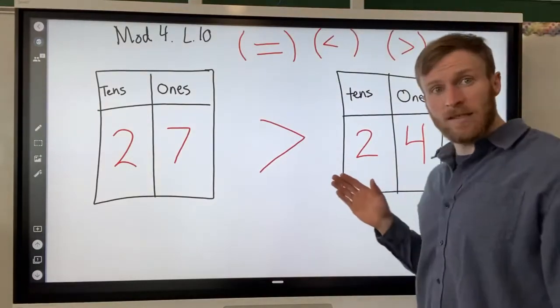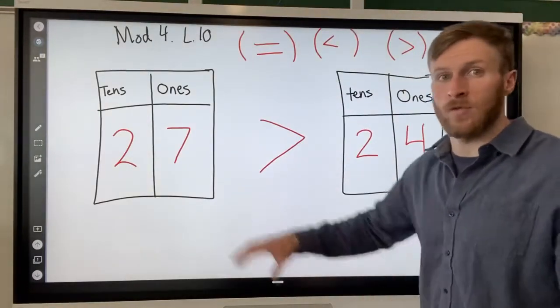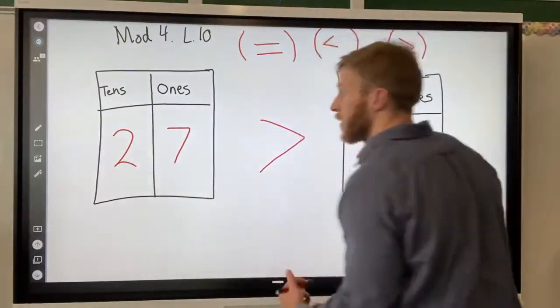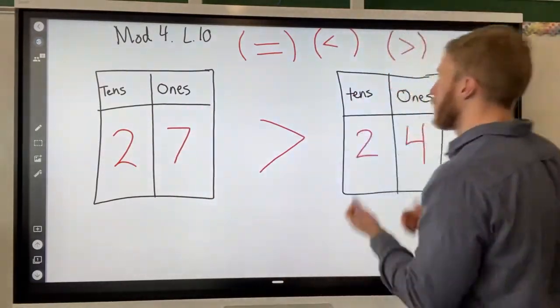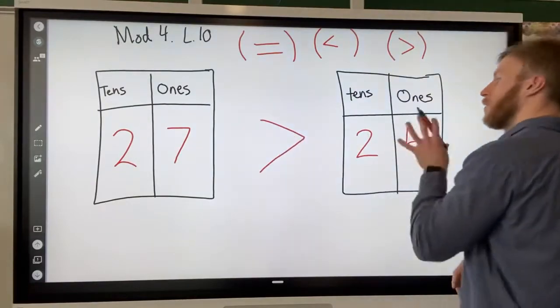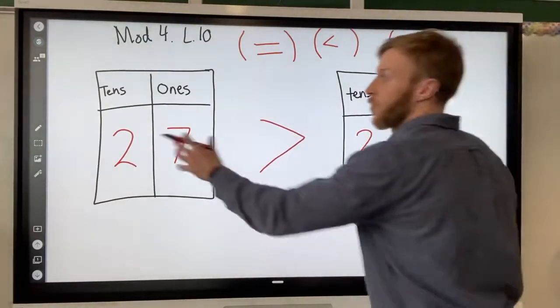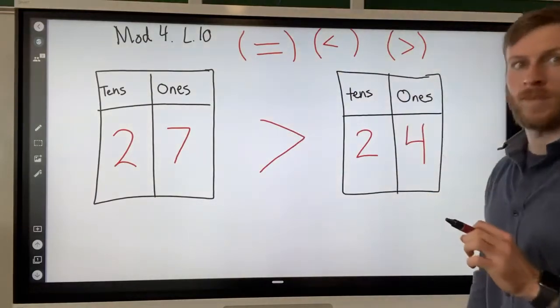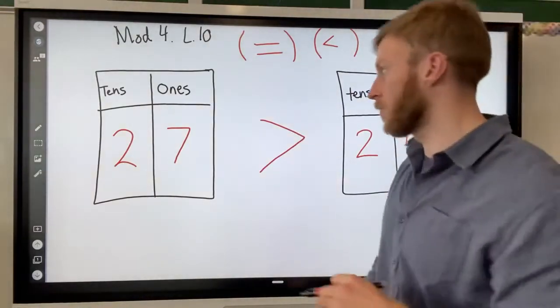Now to read this, just like we'd read any normal number sentence, we're going to start on the left and work right. So we have 27 is greater than 24. 27 is greater than 24. Capiche? Awesome. Let's do another.